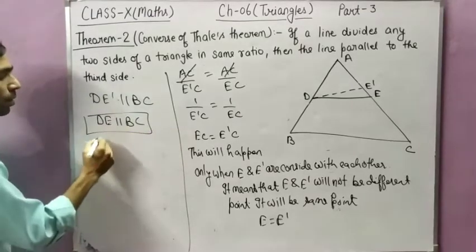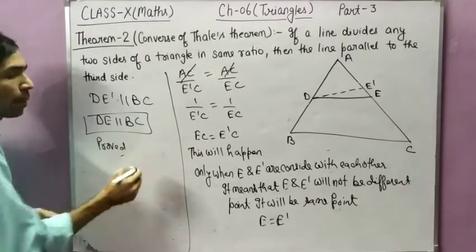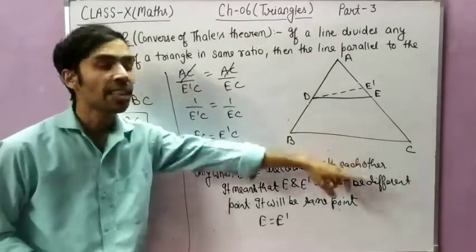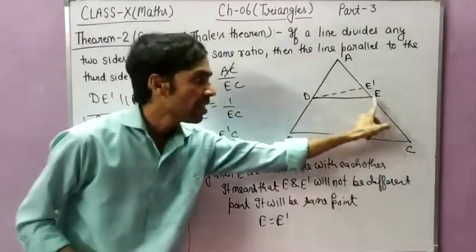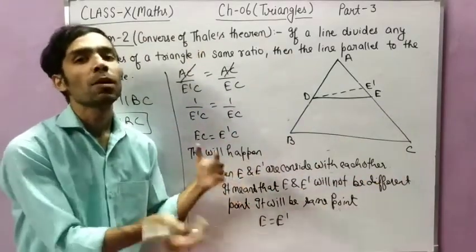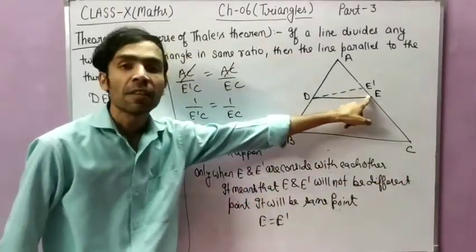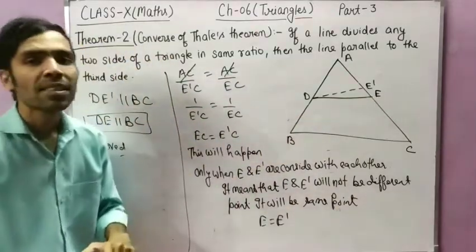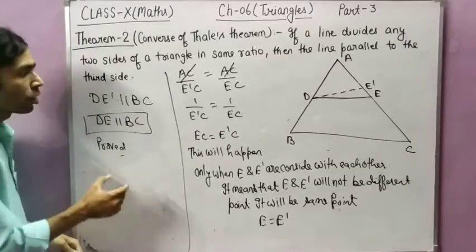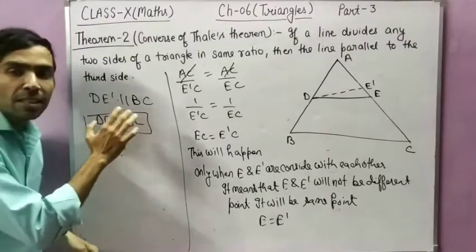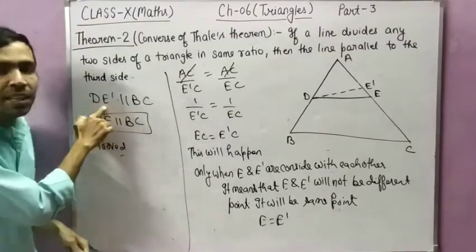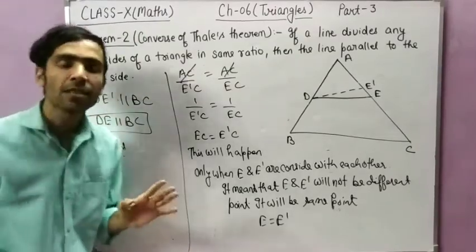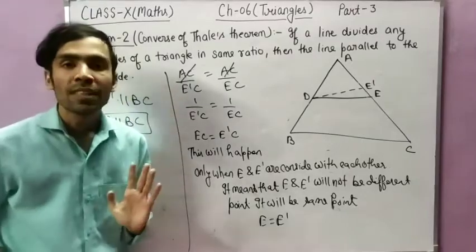This is proved. ठीक है, हमने जब सॉल्व किया तो हमको पता चला कि E dash C is equal to EC, and this is possible only when E and E dash coincide on each other, means they will be the same point. And if they are the same point, so in the starting of the question we assumed that DE dash is parallel to BC, so in place of E dash we can put E, so DE will be parallel to BC, hence proved. So this is the converse of Thales theorem.